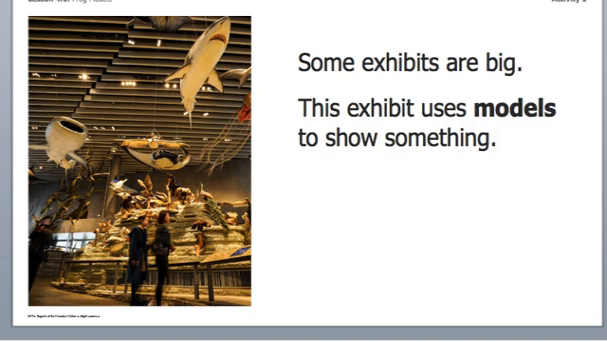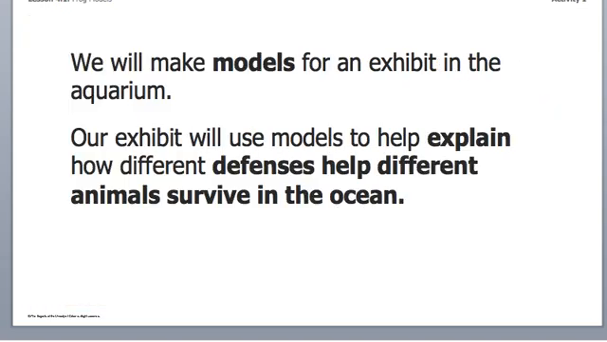And you can see models of a great white shark, a whale, and even some sea life on the bottom of the exhibit. There are many different kinds of exhibits. Some are very big and some are small. Some might use real plants and animals, and some use models. We will be making models for an exhibit in the aquarium. Our exhibit will use models to help explain how different defenses help different animals survive in the ocean.